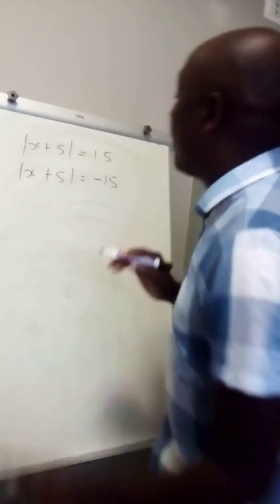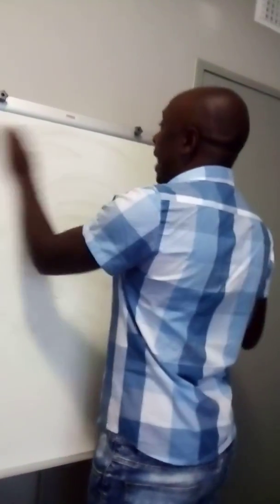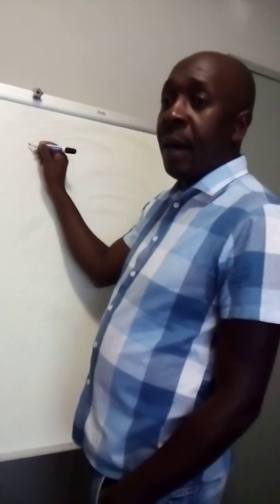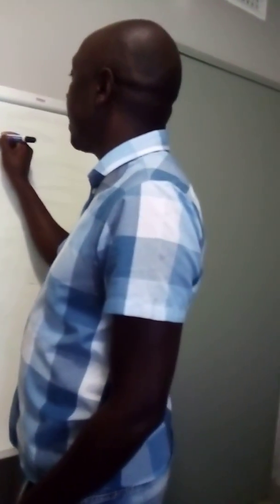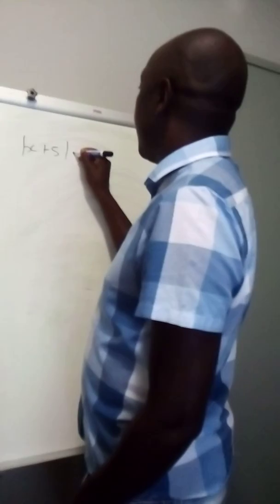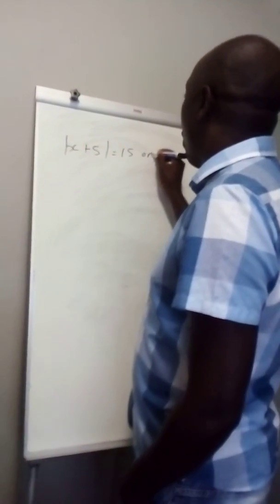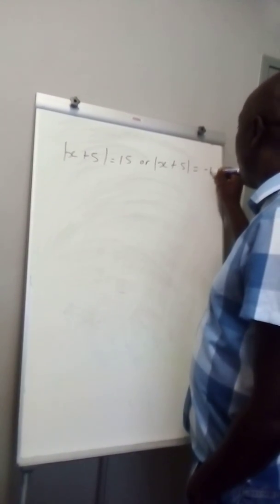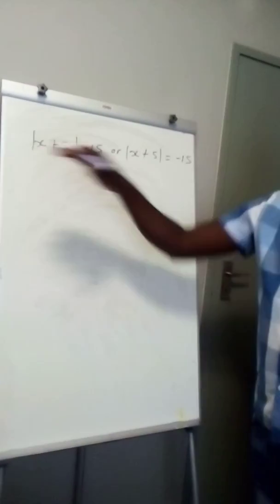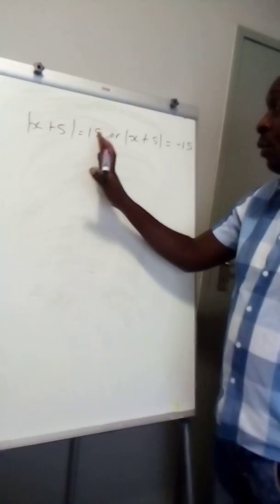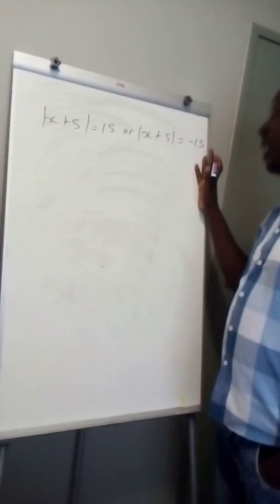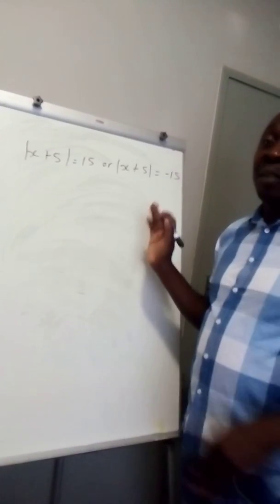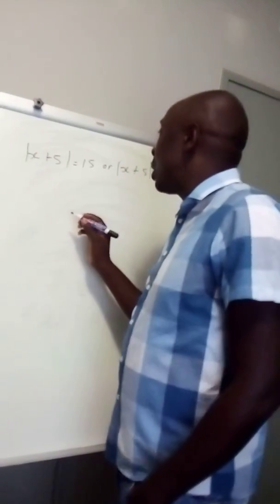Like in this case, let's just put them side by side. We are saying x plus 5 is equal to 15, or we are saying x plus 5 is equal to -15. We are saying it's either. Why? Because the absolute value of this is equal to 15, and the absolute value of -15 is also equal to 15. So we must consider both sides of the number line.